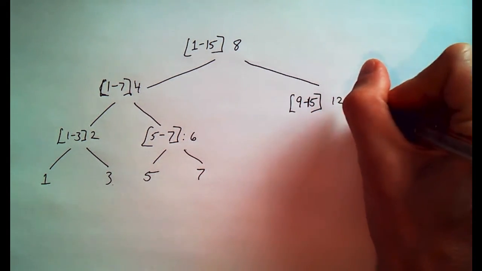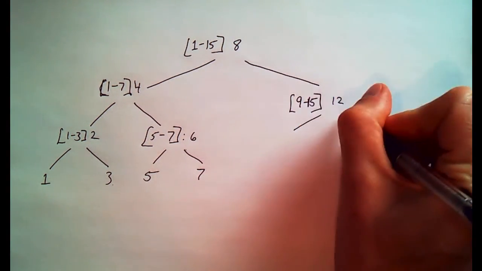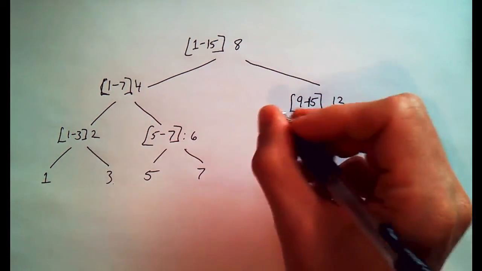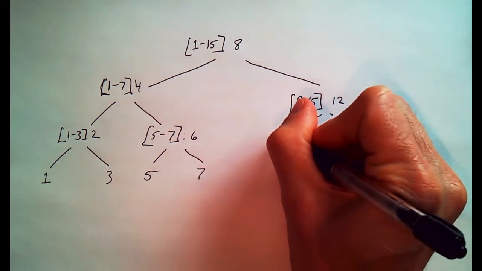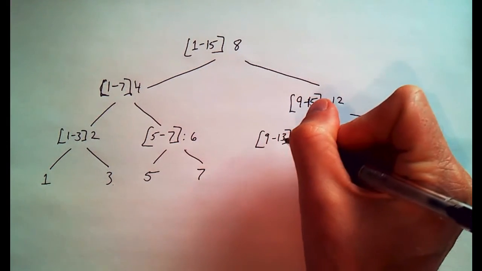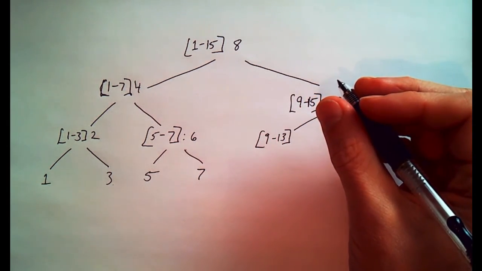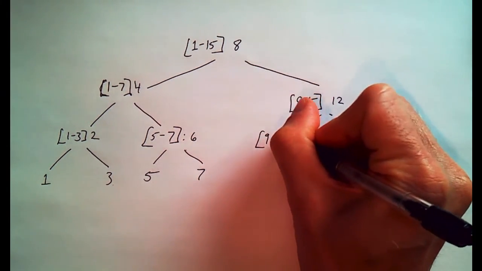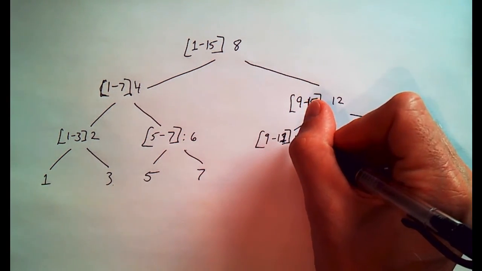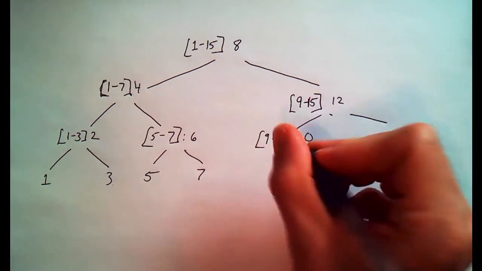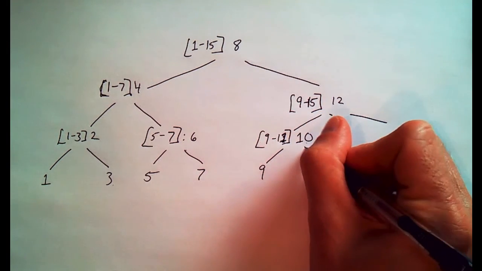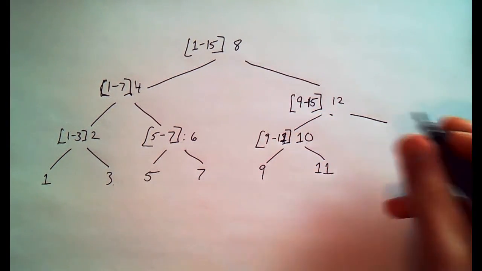And we would guess 12. And again, this is going to break down into 2 different outcomes. It's either less than 12, in which case our maximum value would be 11, and our minimum value will be 9, and our guess would be 10. And again, if it's less than 10, it must be 9. If it's greater than 10, it must be 11.